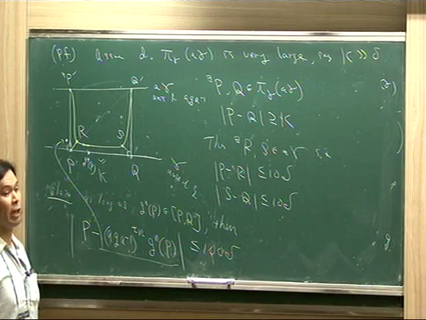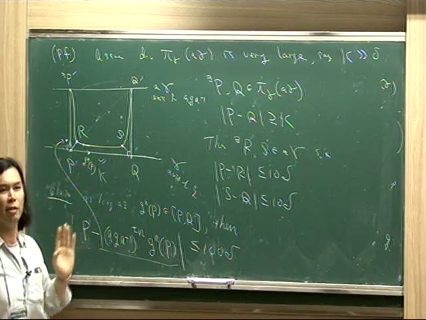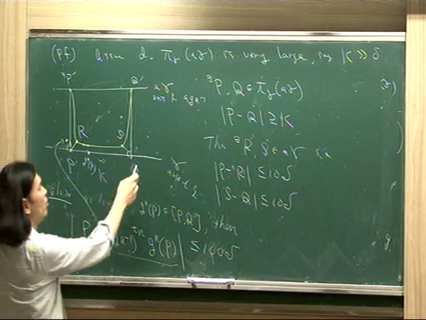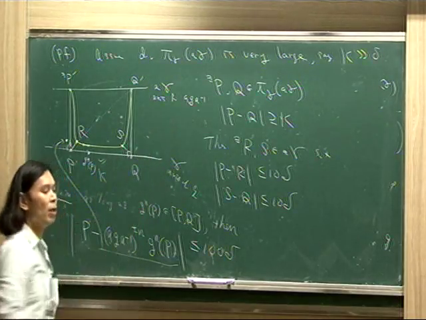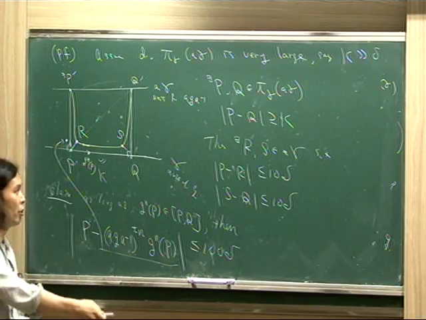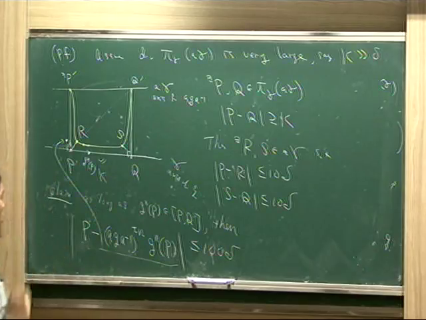If you are not familiar with the argument, just imagine that this white line and the yellow line exactly coincide, and you have two actions, G and A G A inverse, on the same line, and you push the line by G and you pull it back using the action by A G A inverse. So this is what you get.